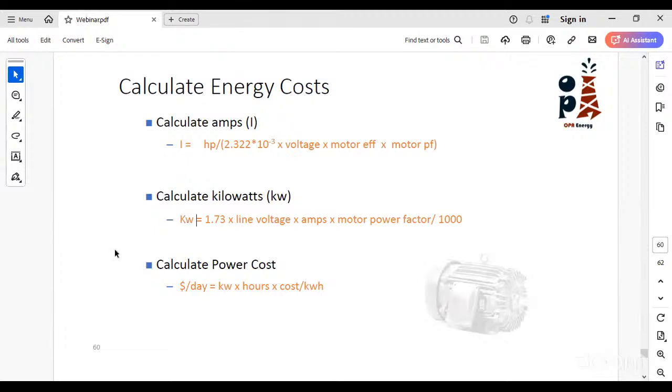And from the given data, you have been given the cost per kilowatt. After that, if you know the kilowatts that you have or need from your system, you can calculate the power cost that is required for running your system.